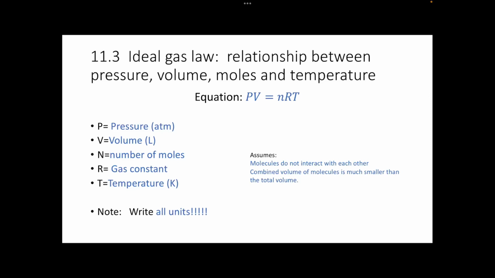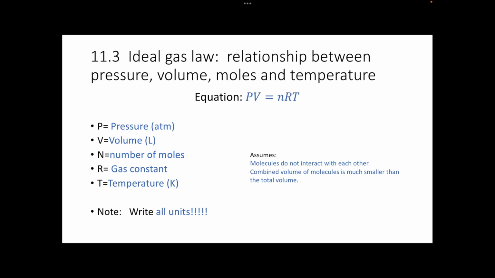Question 11.3, we deal with the ideal gas law. So this is the relationship between pressure, volume, the number of moles, and temperature. It combines all the other gas laws into the equation PV equals nRT.